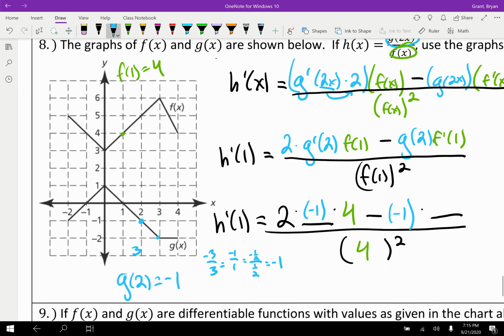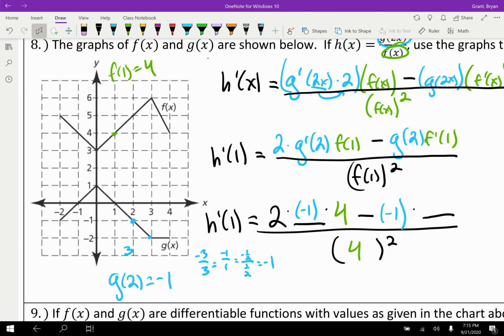We can apply the same thing to the graph of f. They want us to find f prime of 1. F prime of 1 means go here and take a look at the slope. Find the slope anywhere on this line. It looks like it is up 1 over 1. That is a slope of 1.